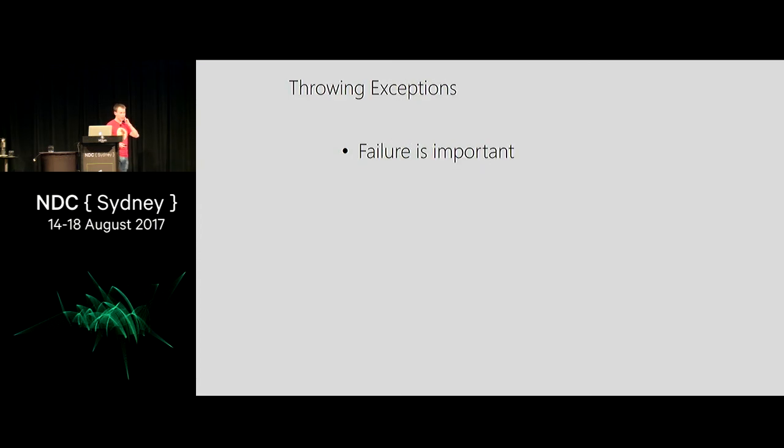So, throwing exceptions. This is a bit of a passion of mine with JSON.NET. I'm of the opinion that failure is important, and specifically how you fail is important. In my experience, users don't read documentation. Users learn through experimentation and failure, and if they can't experiment their way out of a problem and they keep getting failure, then they'll go off to Stack Overflow.